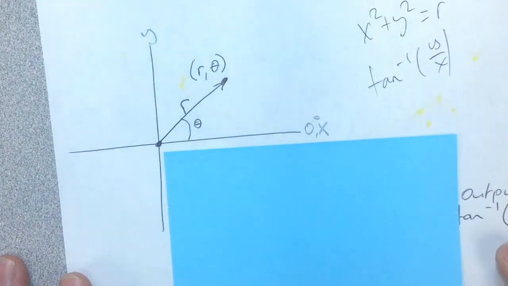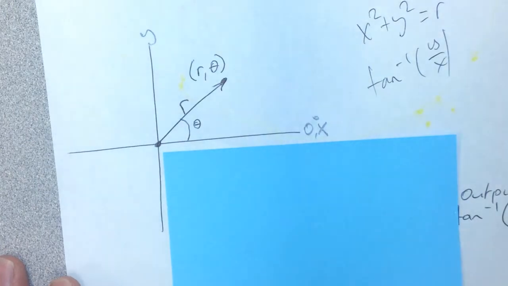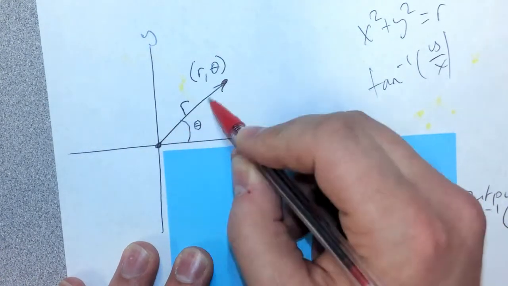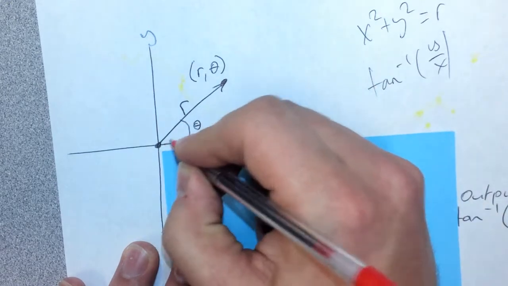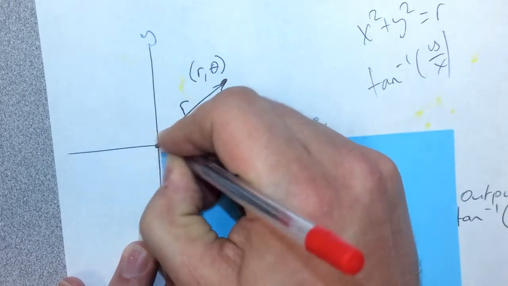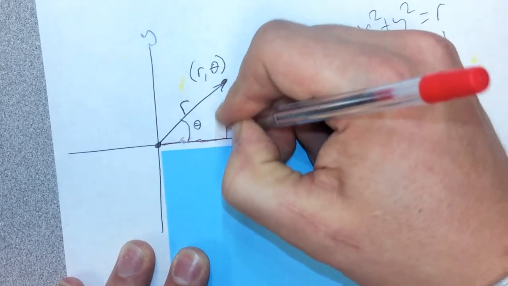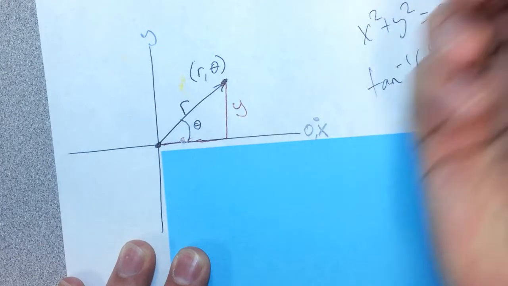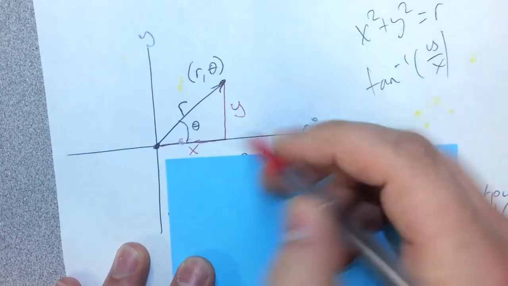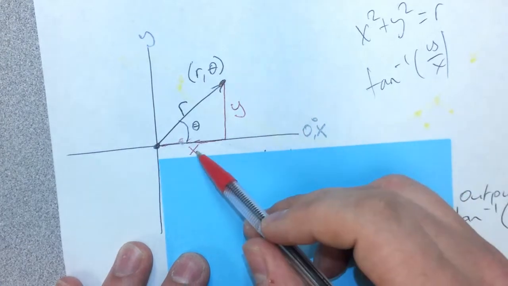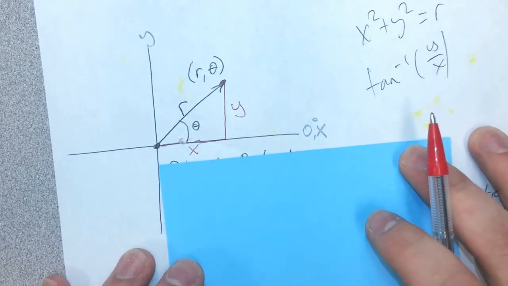Talking about converting between the two: if I want to convert between my polar, which is my r and my theta, and change that to rectangular, this would be my y-coordinate, and this would be my x-coordinate. So this would be how far I'd go in the y direction, and there's how far I'd go in the x direction. I think I mixed that up, but whatever.